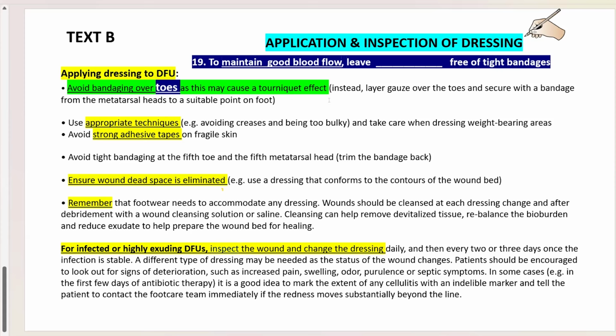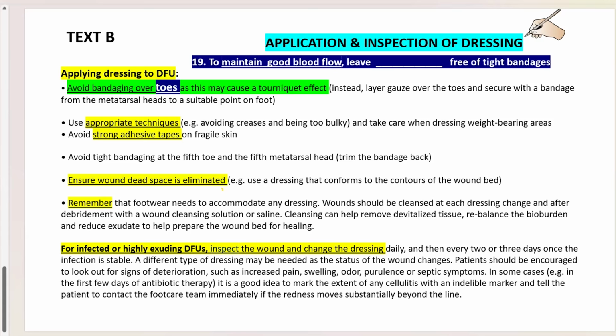This may cause a tourniquet effect. Yeah, when you tie a bandage, the effect is like a tourniquet effect. It's tightening, right? So avoid bandaging over toes as this may cause a tourniquet effect. So you need to leave which part? The toes. So the answer is toes.